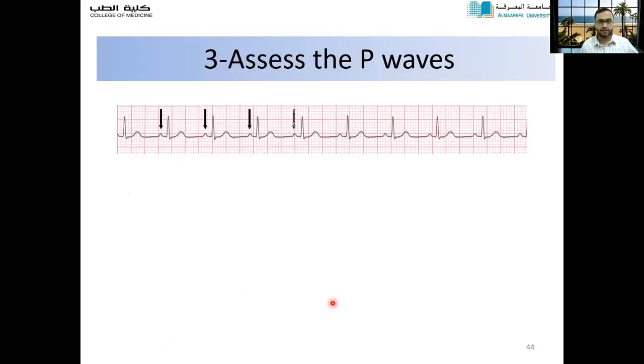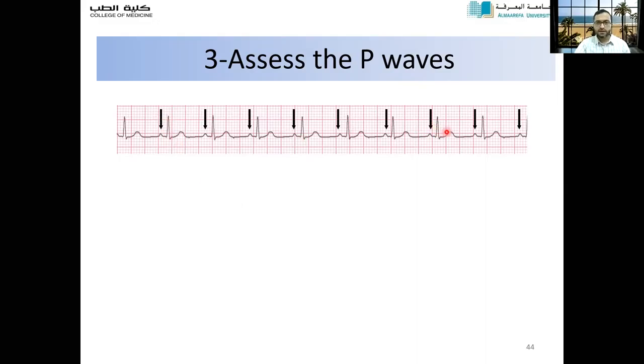I hope it's clear. Now coming to the third step, we are analyzing the rhythm. In the rhythm analysis, we have done 2 steps: regularity, and the second thing, measurement of the heart rate. Coming to the third step, which is assessing the P waves. As I told you before, P waves are nothing but the atrial depolarization wave.